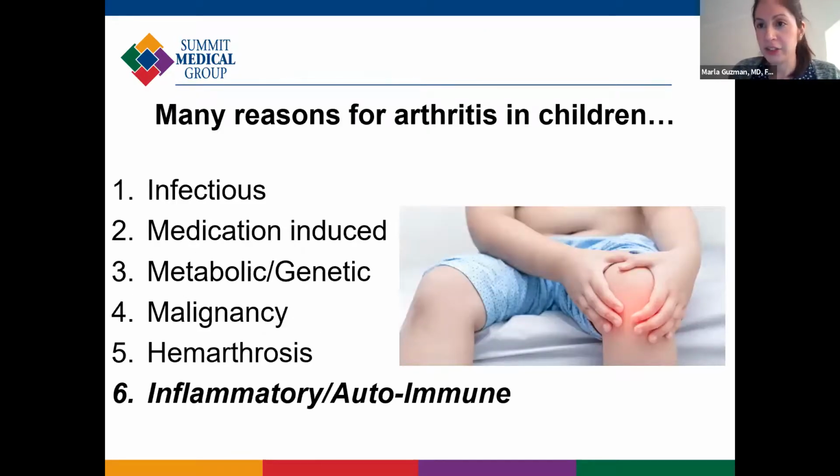Okay, so the last section is really, to me, the most important section because it's what I take care of. So inflammatory or autoimmune conditions that may cause arthritis. All of the different things we talked about are things that I will assess for in a child who's coming to see me with joint pain, because I need to rule all of these out, because what I'm looking for is this last one, number 6, because these are the children that I will follow for the long term for whatever issues causing their joint pain.